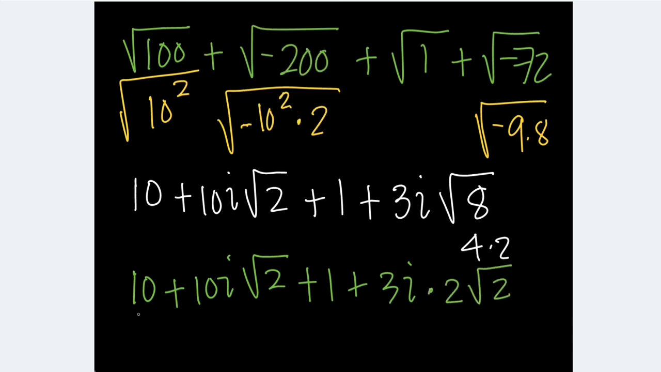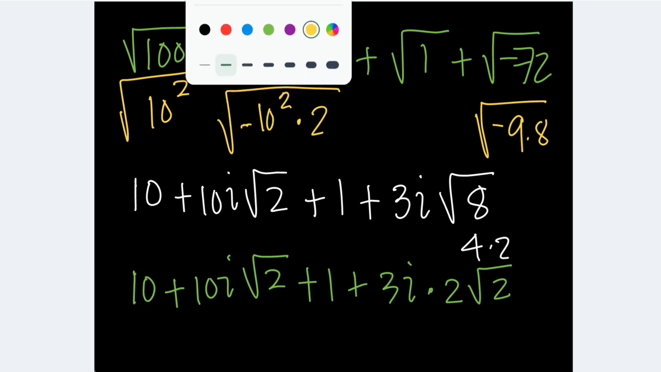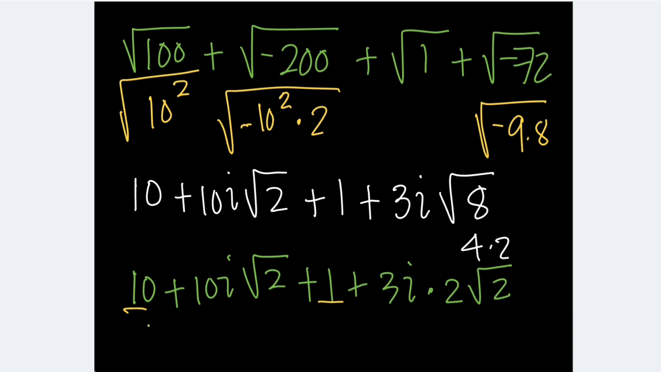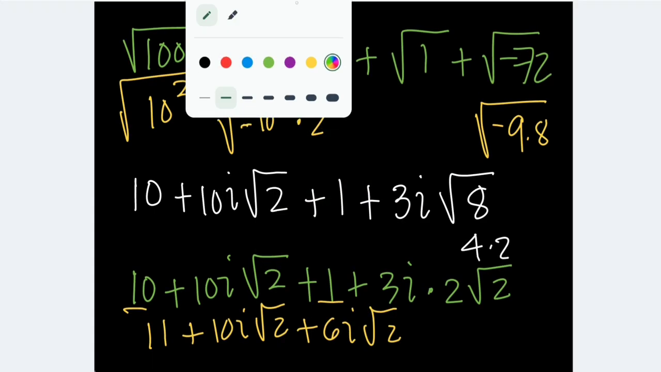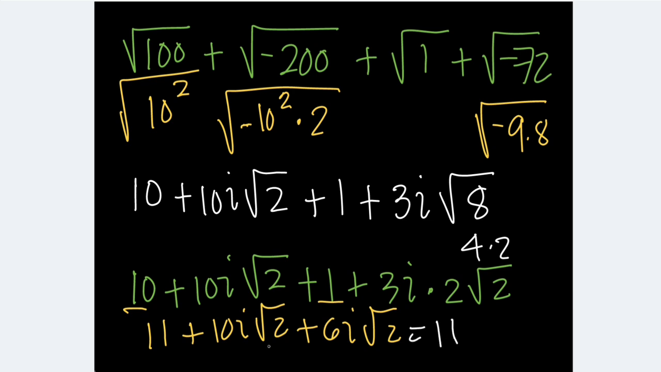10 goes with 1, so 10 plus 1 is 11. 11 plus 10i square root of 2 plus 6i square root of 2. And then we simplify. This is just 11. 10i plus 6i, that is 16i square root of 2. So 11 plus 16i square root of 2.